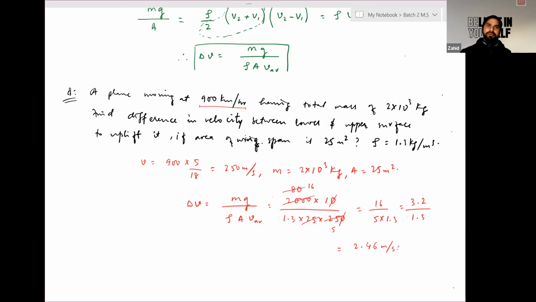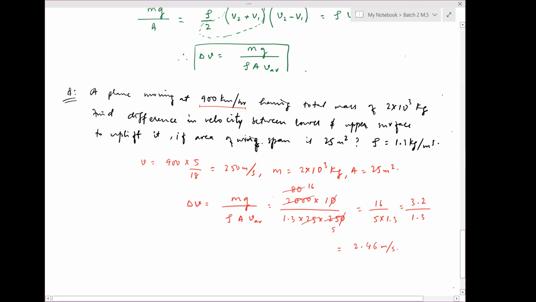So let's stop here for today. I've left one part of Bernoulli's principle, that is Torricelli's law, which I will define in the next class. And then we'll start a new chapter, that is thermal properties of matter. Okay. So just revise this entire part and try to do more and more related problems.